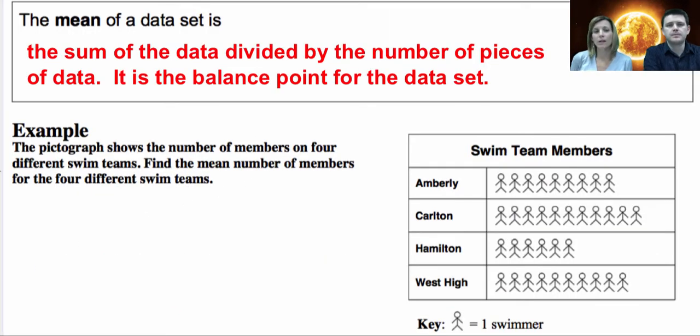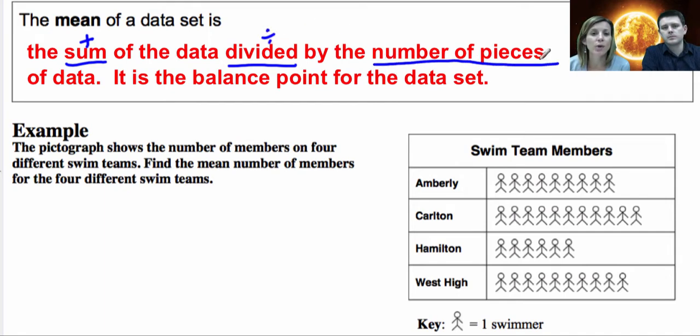So let's get our vocabulary word down. Mean is the sum of the data divided by the number of pieces of data. So we're going to add up all the numbers in whatever we get, a graph, a table, and then we're going to divide by the number of pieces of data that we have. It is the balance point for the data set.